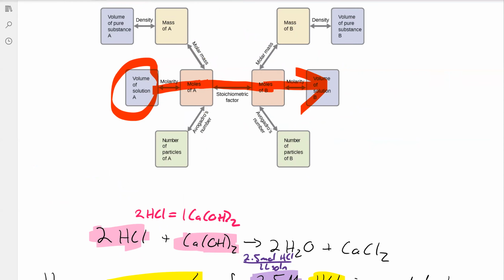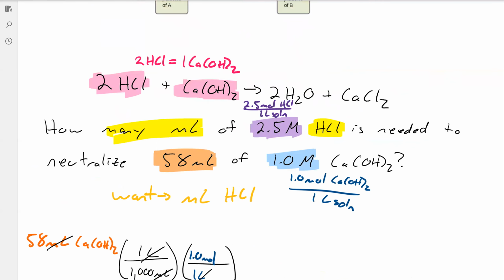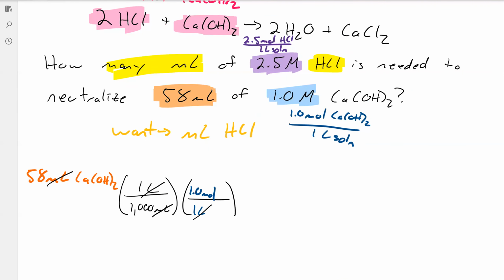Next thing I need to do is compare it to my HCl, right? I'm at moles, so I can use my stoichiometric coefficients to calculate the moles of HCl that I need. So for every 1 calcium hydroxide, I need 2 HCl. And calcium hydroxide go ahead, cancel out. And now I'm at moles of HCl.